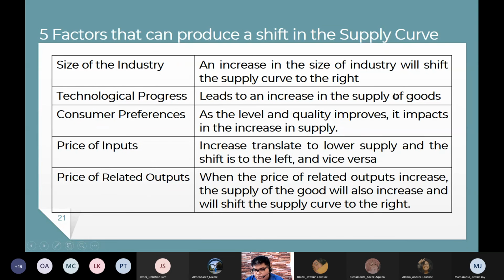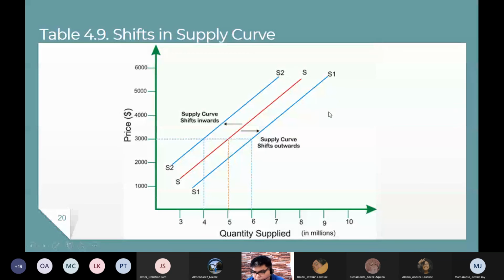So of these five, only one shifted inward, number four. Though it can still shift to the right, that only happens in very rare circumstances.